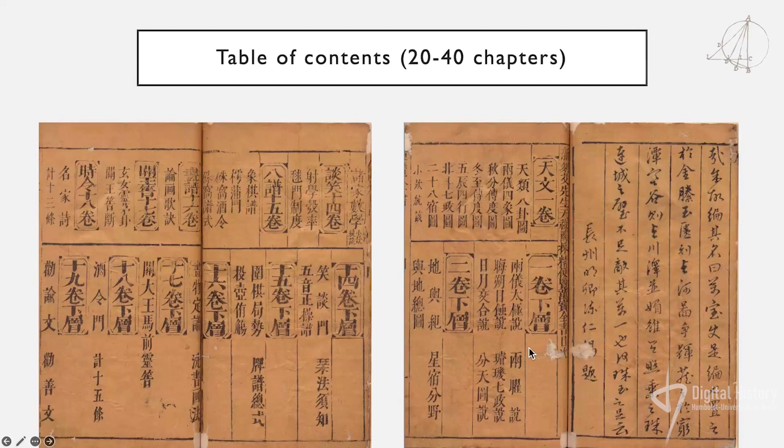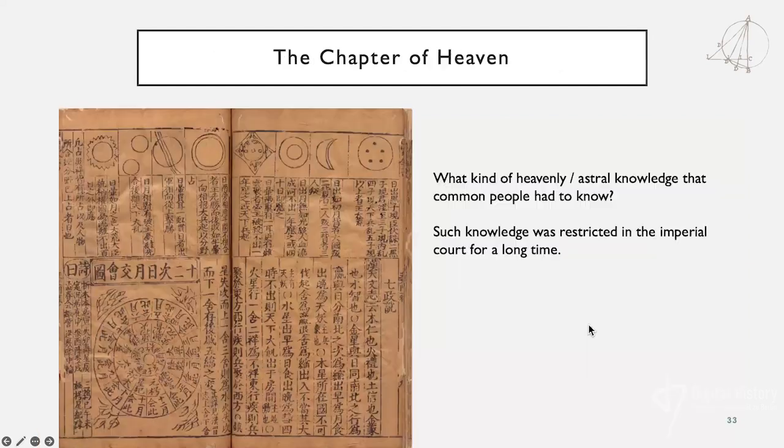They are usually 20 to 40 chapters. They are divided into an upper register and a lower register. And this is a sample page from the chapter on the heaven. This is usually the opening chapter. But the heaven is very important for the court, for the high literati, for the elites, because this is where the secrets of the future can be encoded. But what kind of usefulness do general people need to know about the heaven? So this is something interesting.